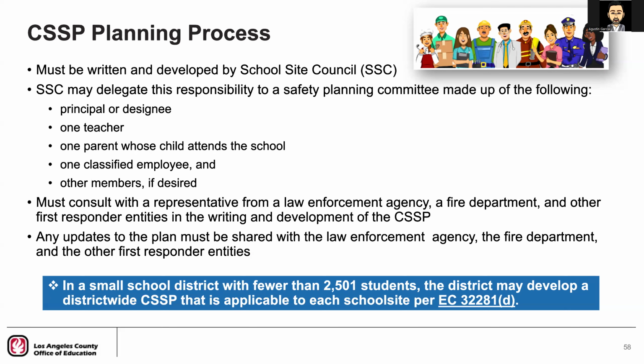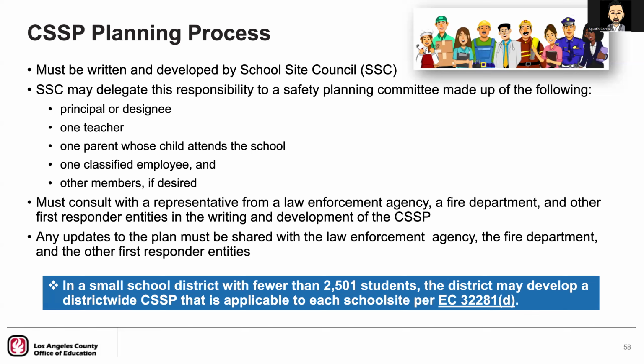When developing or updating the comprehensive school safety plan each year, the School Site Council or safety planning committee is required to consult with a representative from a law enforcement agency, a fire department, and other first responder entities. Additionally, any updates made to the plan during the year must be shared with these entities. This requirement to consult with the fire department and other first responder entities, in addition to law enforcement agencies, became effective January 1st, 2019 through Assembly Bill 1747.